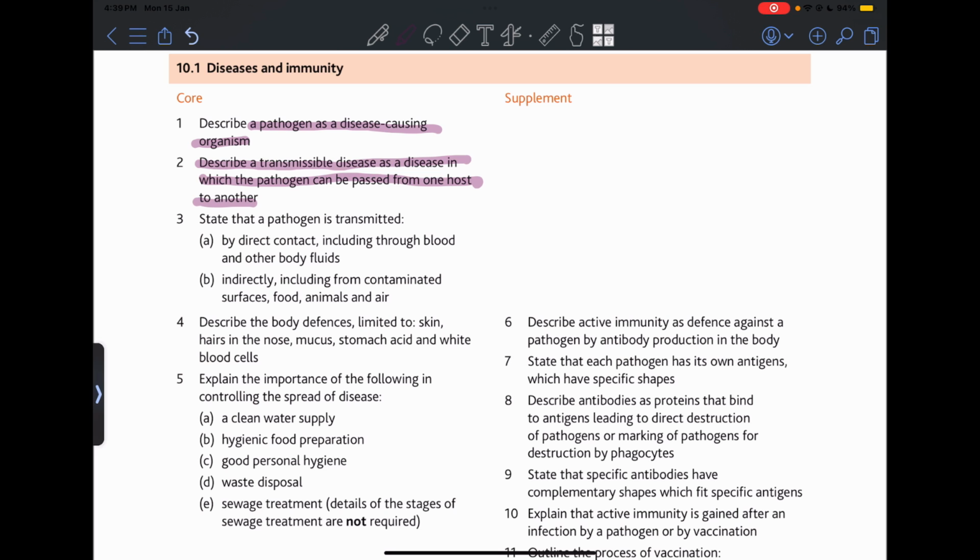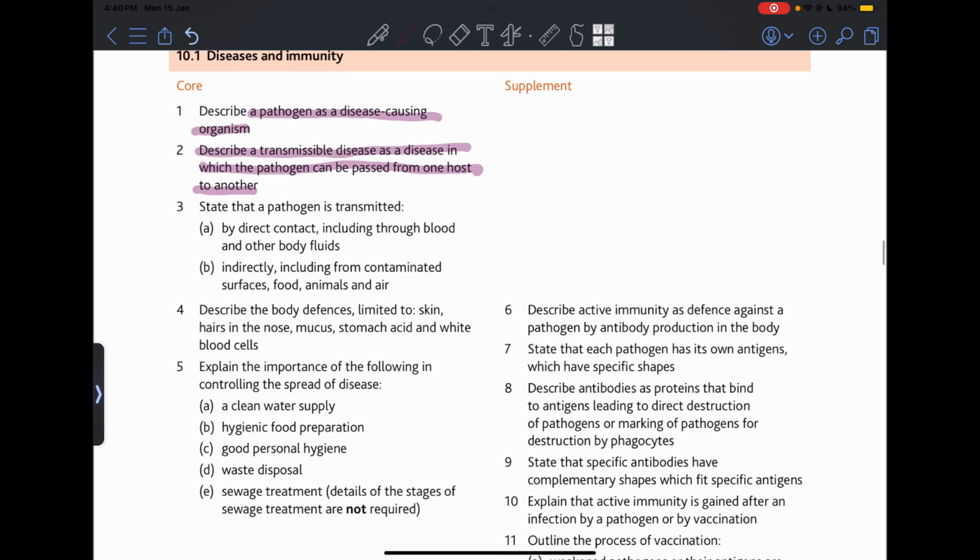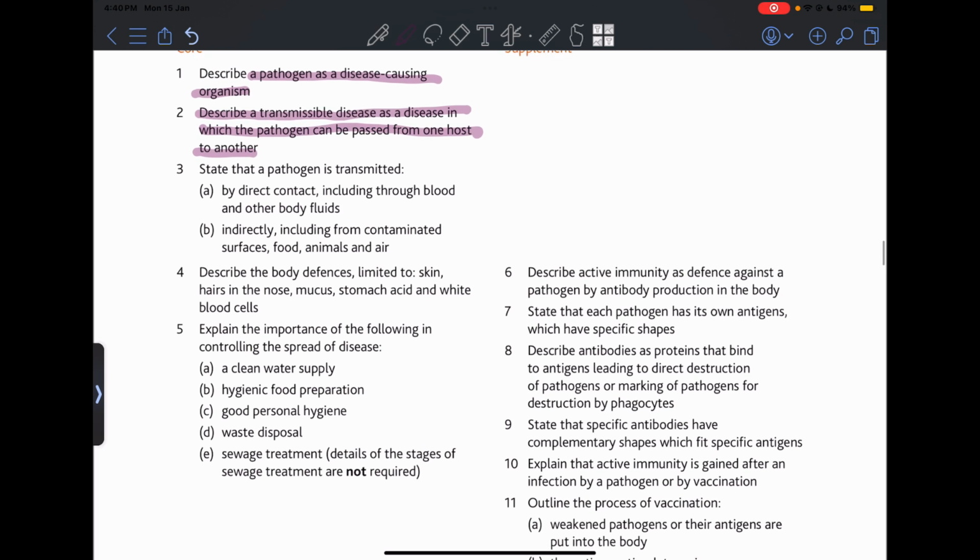Now state that a pathogen is transmitted by direct contact, including through blood. Through blood, you can get it from maybe a blood transfer, or from the hospital if you're having anything related to blood. Other body fluids, maybe sneezing, maybe anything. A pathogen can also be transmitted indirectly from contaminated surfaces. For example, if you're sitting in a place and a contaminated person was sitting on that chair or touched that table, then the bacteria can spread from one person to another through the surfaces, and also from food.